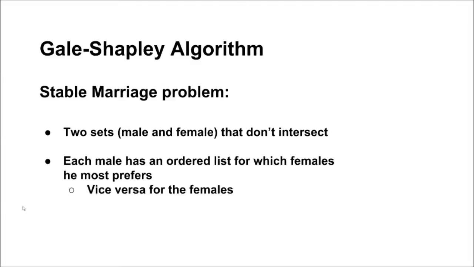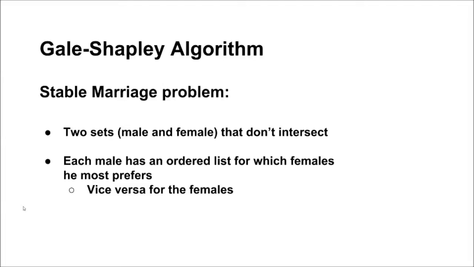Each male has an ordered list for which females he most prefers and vice versa for the females. This means that every person in this algorithm has a list ranked from 1 to however many of the opposite gender there are in this set. This list is strictly ranked, which means that there is person 1, 2, 3, 4, 5, 6, 7, 8, 9. Nobody is ranked the same. Nobody is left out of this list either.